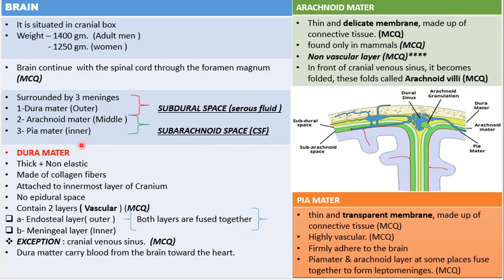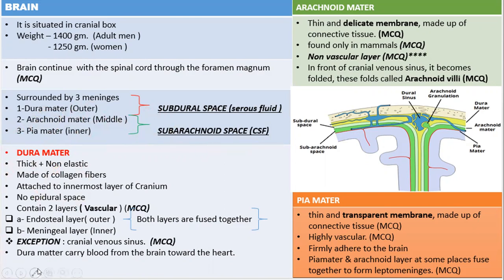Now there are some spaces present between these three layers. Between dura and arachnoid, there is the subdural space that is filled with serous fluid, and between the arachnoid mater in the middle and the pia mater inner, is the subarachnoid space that is filled with cerebrospinal fluid. So you can learn like this: between dura mater and arachnoid there is the subdural space, and between arachnoid and pia mater there is the subarachnoid space.